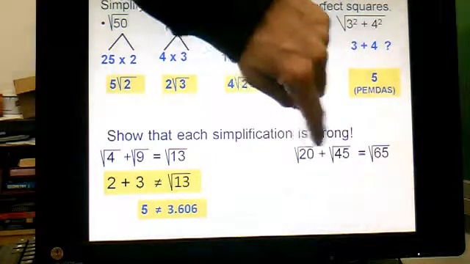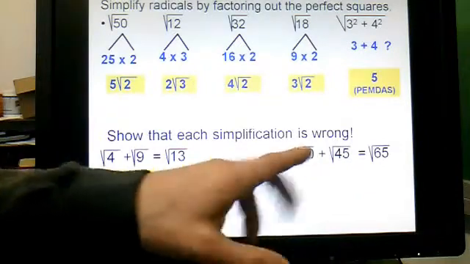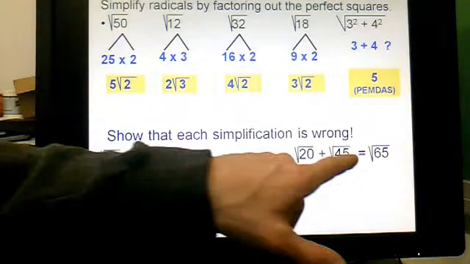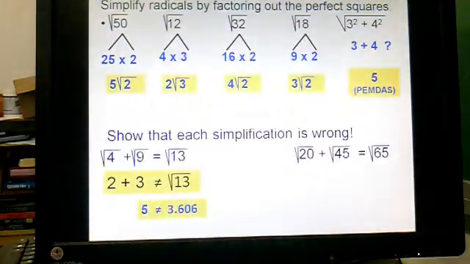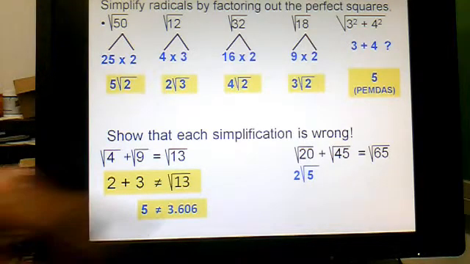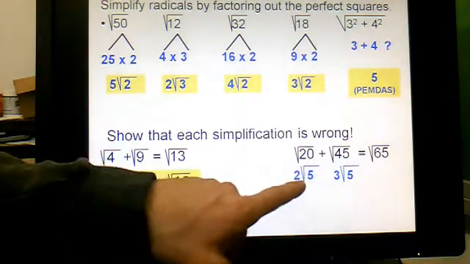Same thing here. You can't do 20 plus 45 and say it's 65, because this isn't 20. This is the square root of 20, which is some decimal, plus the square root of 45, which is some decimal. You can simplify these, which is what I'd like to see you do. Factors of 20, 4 and 5. So that can become 2 rad 5, with the 4 simplifying. Factors of 45 would be 9 times 5. So the 9 would become 3. Now you can combine these.